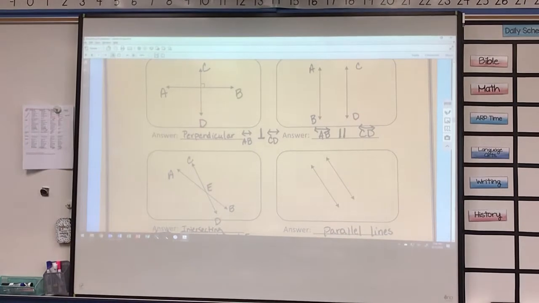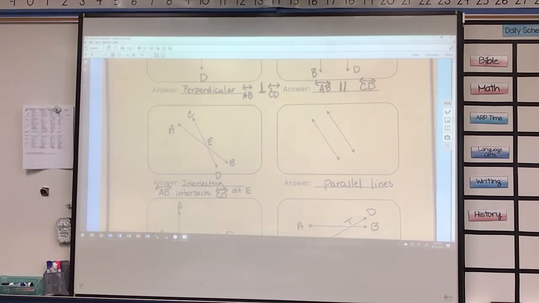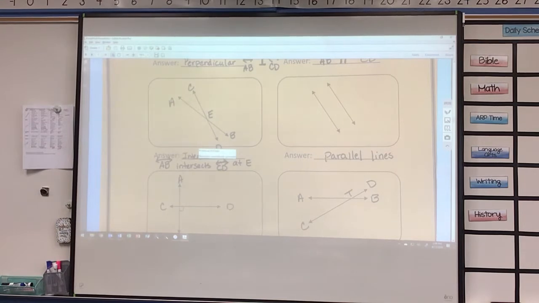All right, so the first one, it was perpendicular, and if you did label it, you would have labeled that line AB is perpendicular to line CD. Here it is parallel, and you would have said AB is parallel to CD. And here they're intersecting, and they intersect here at E. So I say line AB intersects line CD at E.